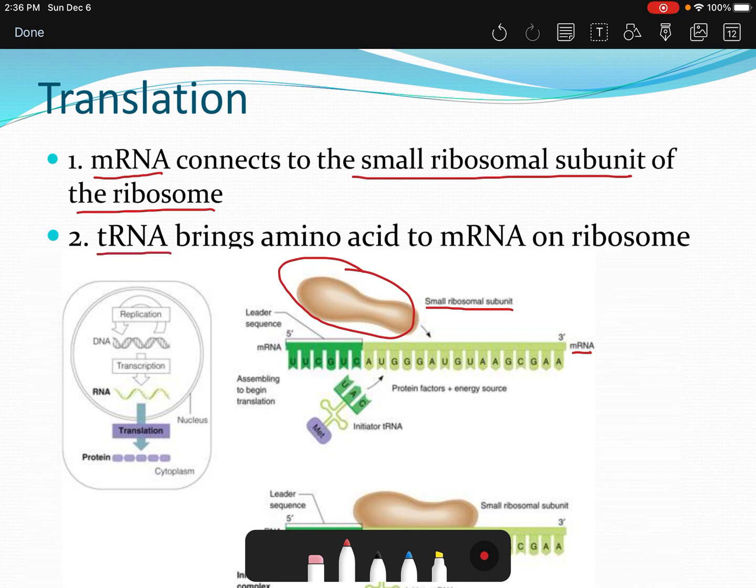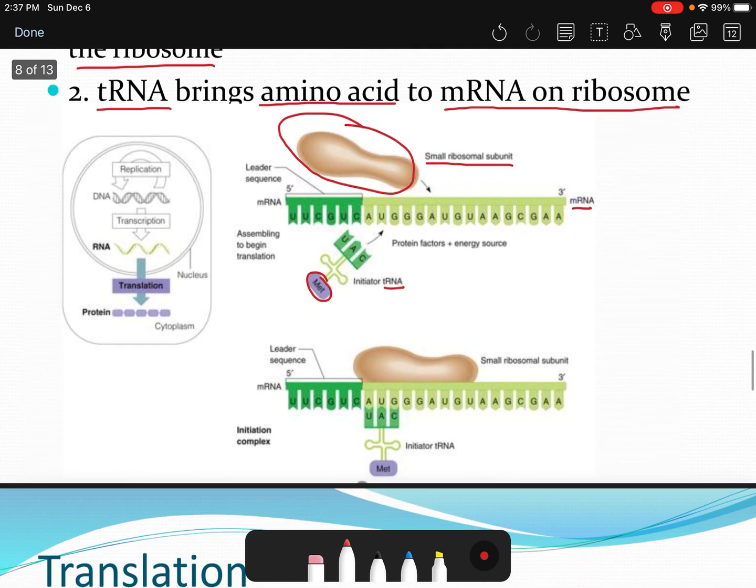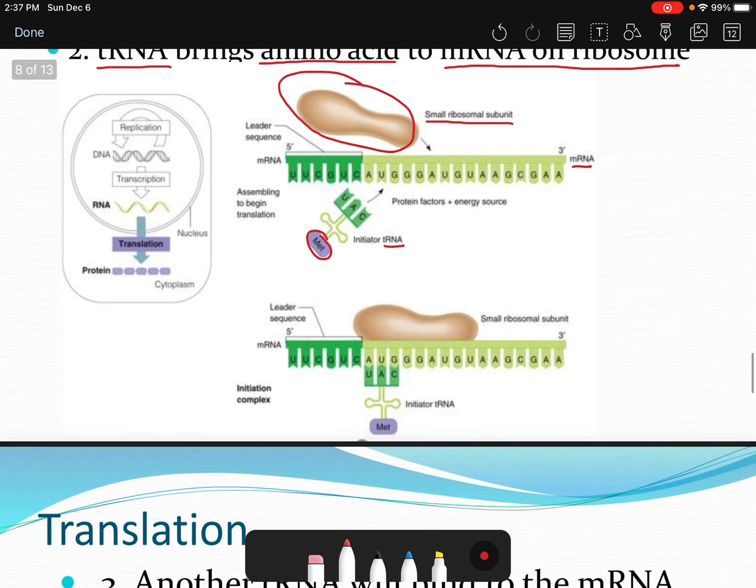Then a transfer RNA brings an amino acid to the messenger RNA on the ribosome. So here you see that transfer RNA bringing that amino acid here. And remember, the start codon, AUG, is going to match up with the anticodon, UAC. And this transfer RNA here is bringing that methionine, which usually signals the start of translation.